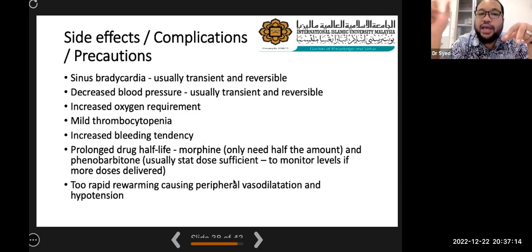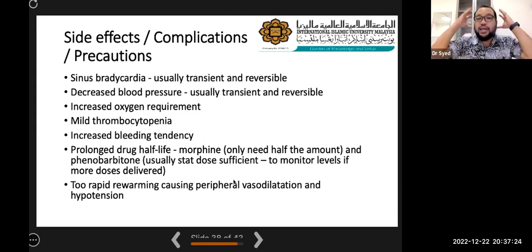So sometimes kita kena naikkan sikit FiO2. Kita kena naikkan sikit dia punya ventilation setting. Associated with thrombocytopenia as well, increased bleeding tendency. Sebab tu kalau ada massive SAH, massive subaponeurotic hemorrhage, sometimes that is a contraindication for therapeutic cooling as well.